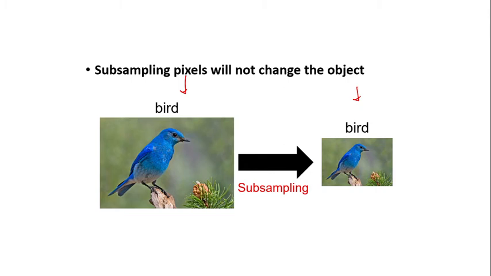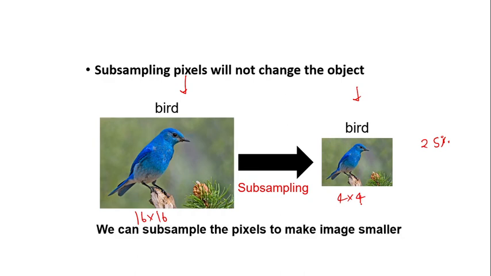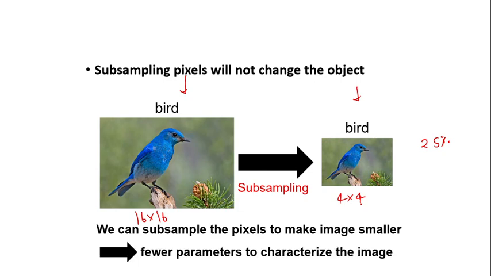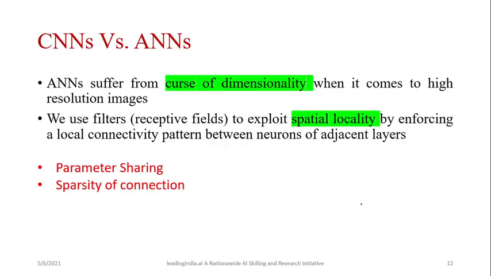Now once you take only part of the data, you require less computation. Suppose you have an image of size, let's say, 16 cross 16, and you keep only 25% of the data, throwing 75%, then you will have only a 4 cross 4 image. That is, we are reducing the total number of parameters by 75%, right? So that will make your image smaller, and we will have fewer parameters to characterize the image.